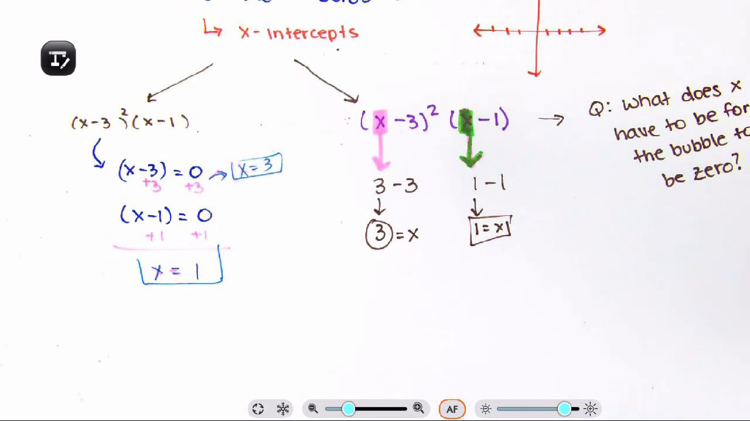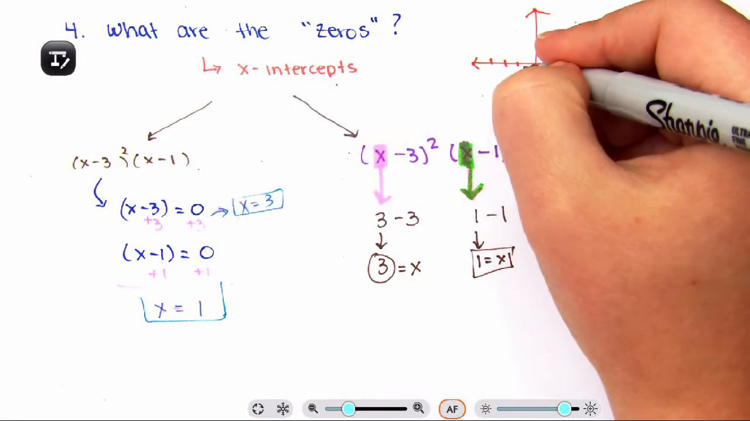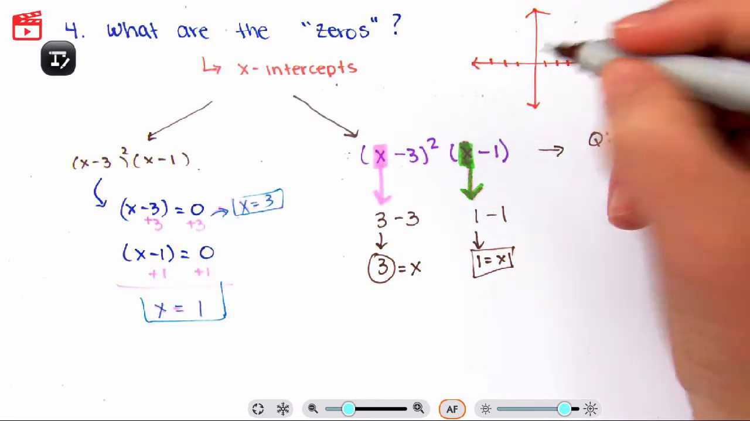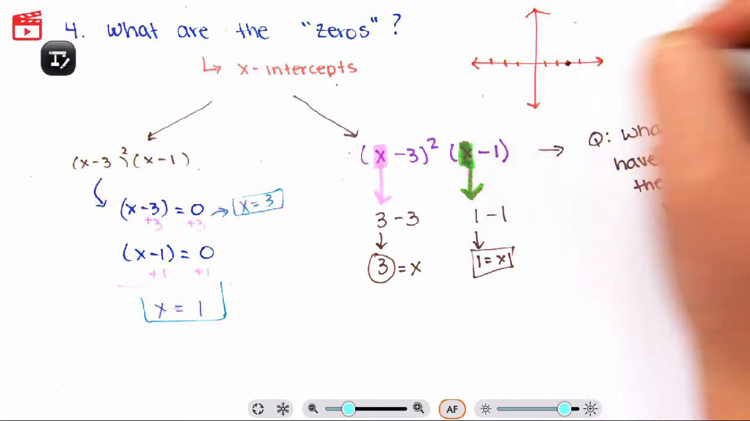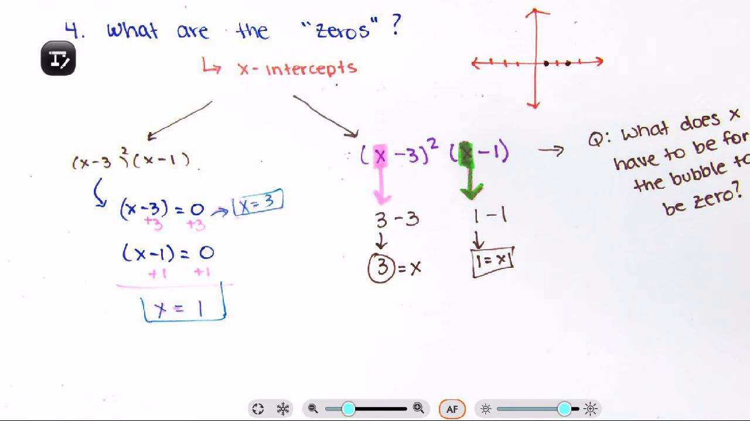And again, what are zeros? Zeros are x-intercepts. That means I'm going to have an intercept. I'm going to have a point or a crossing or a touch, something at x is 3. So we're going to have something there. And I'm going to have something at x equals 1. We don't know what that something is yet, but we're going to do that.